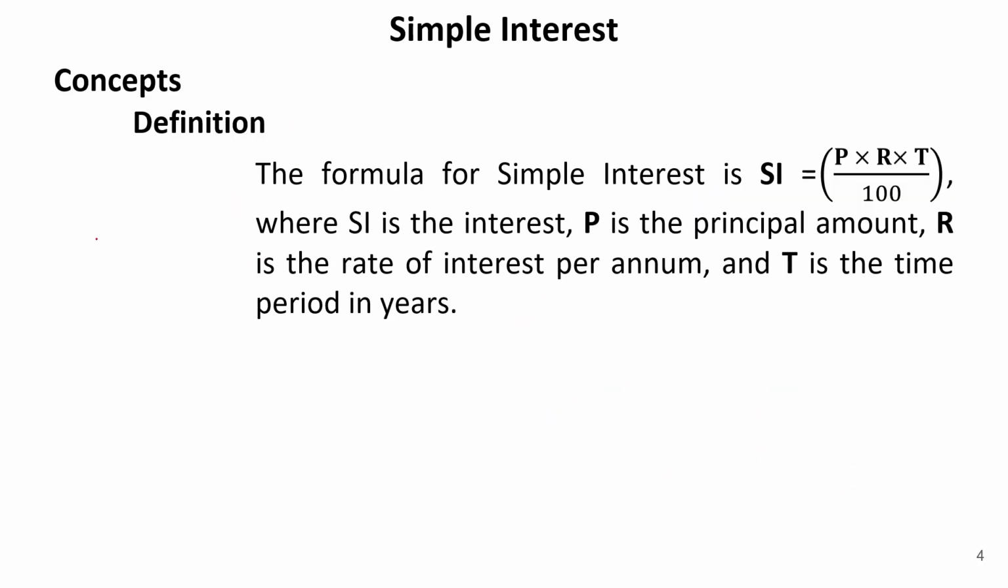So let's go forward. The formula for simple interest is SI = P × R × T / 100. P is the principal amount. R is the rate of interest per annum. You have to remember this: it is per annum, not per month. T is the time period in years, not months.